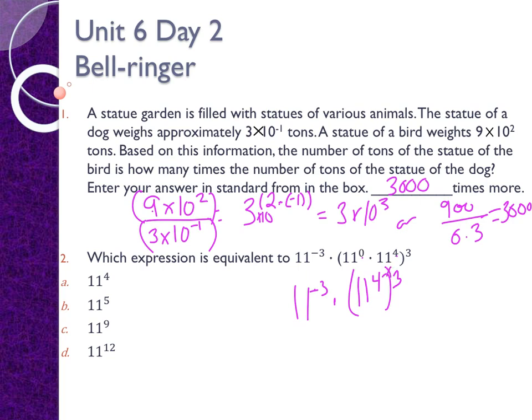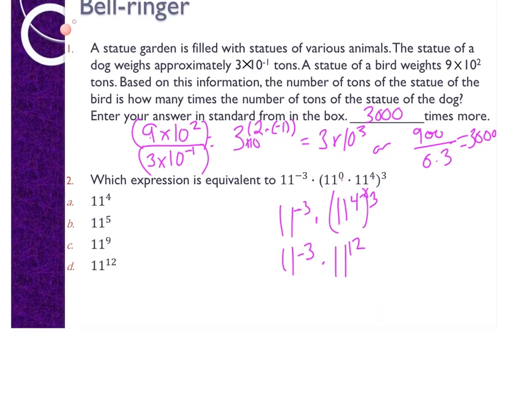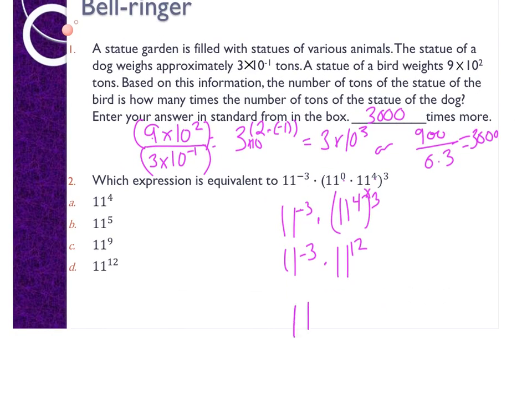Power over power, we multiply. So we have 11 to the negative 3 times 11 raised to the 12th power. We will keep our base and add our exponents because we're multiplying like bases. So negative 3 plus 12 equals 11 to the 9th, which means my answer is going to be C.